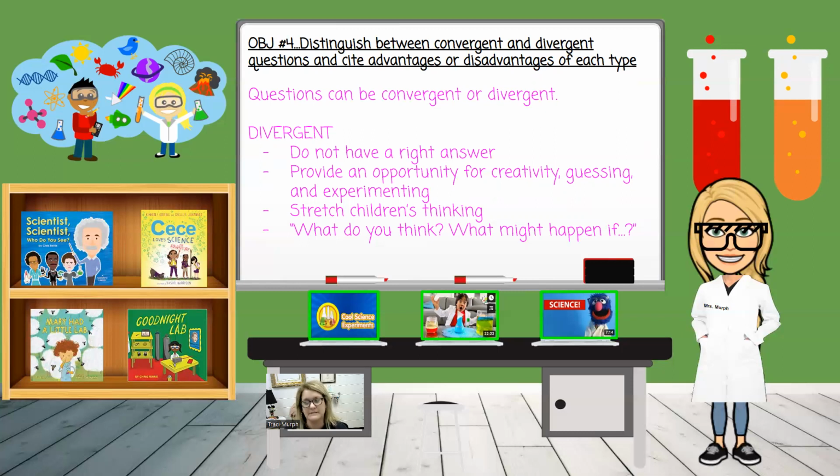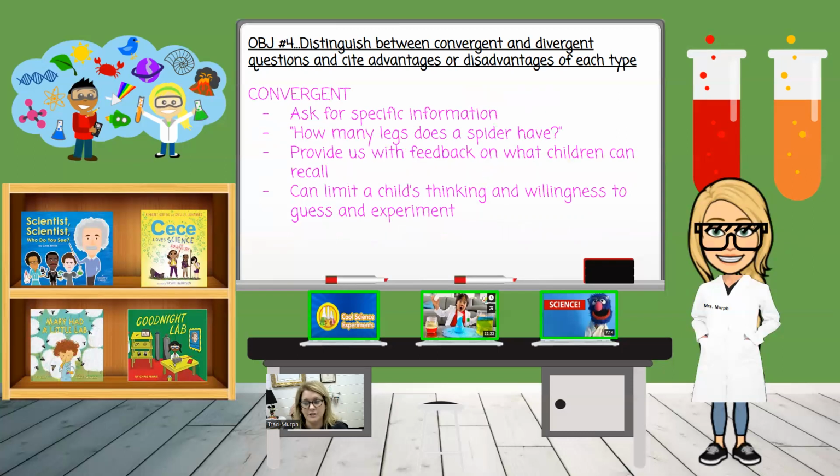Some examples of this might be, well, what do you think? Well, what might happen if, or how can we make this object roll? Convergent questions, on the other hand, ask for specific information, such as how many legs does a spider have? While these questions provide us with feedback on what children recall, when used too often, convergent questions can limit a child's thinking and willingness to guess and experiment.